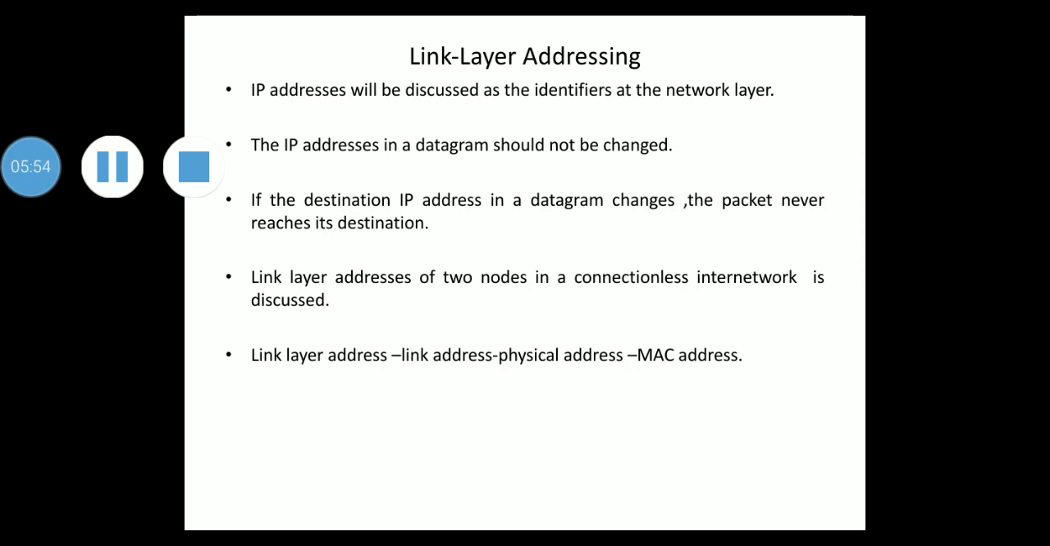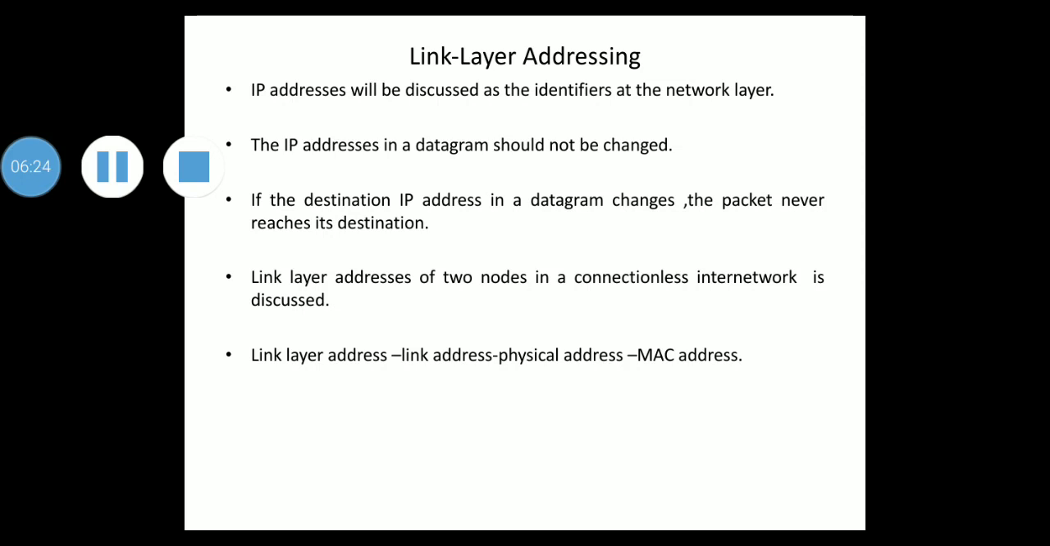The source and destination IP addresses define the two ends, but they cannot define which links the datagram should pass through. There is one thing to remember: the IP addresses in a datagram should not be changed. If the destination IP address in a datagram changes, then the packet never reaches its destination.